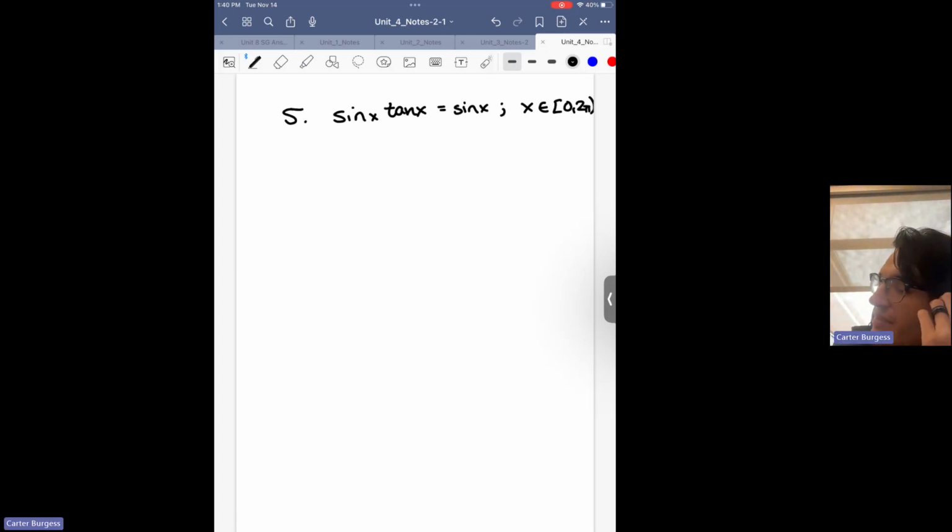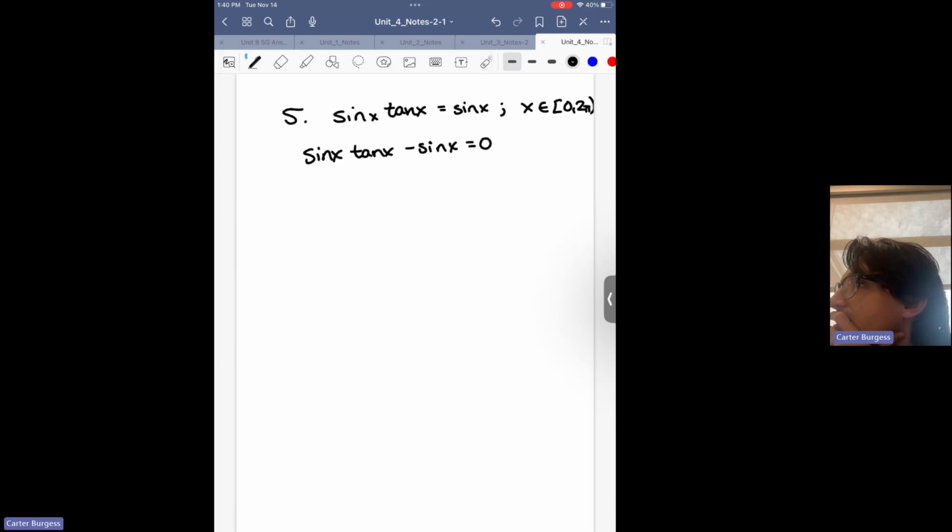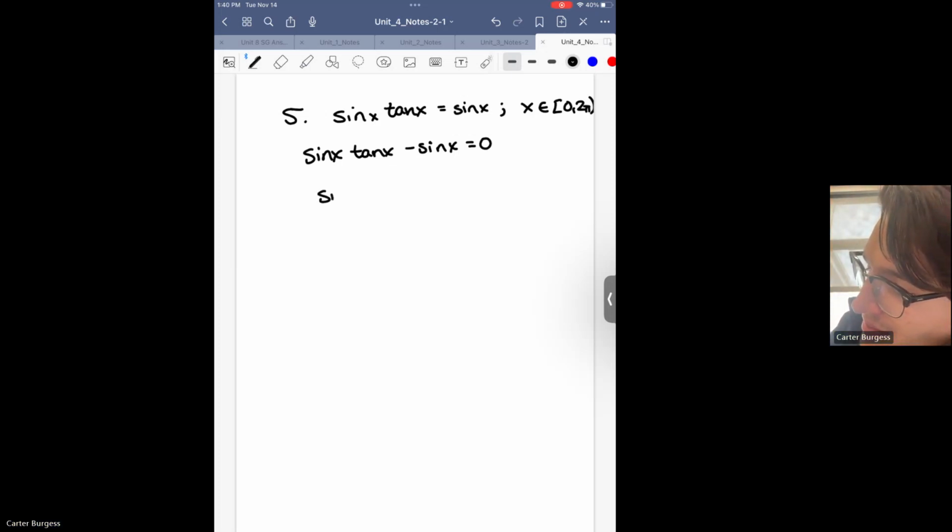Yeah, we could subtract sine of x to the other side. This would give us that sine of x times tangent of x minus sine of x is equal to 0. We've got something on my left equal to 0. It sure would be nice if the thing on my left was a product, because then I could do the zero product property and set both pieces equal to 0. So what could I do to my left-hand side to turn it into a product? Factor out a sine of x.